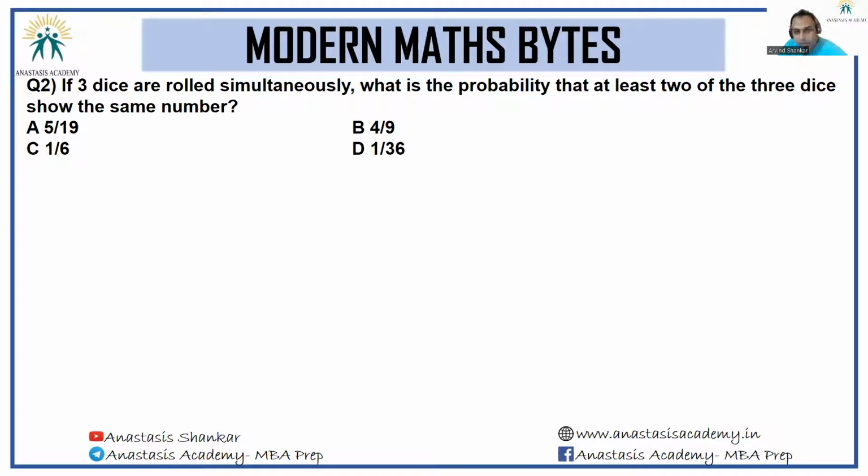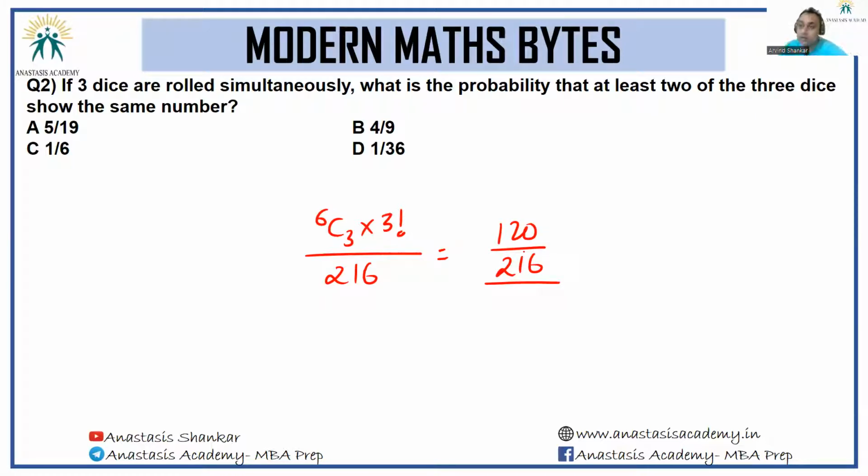Second one, if 3 dice are rolled simultaneously, what is the probability that at least 2 of the 3 dice show the same number? Okay, so I can have 3 numbers, all 3 being distinct. 6C3 into 3 factorial by 216, or I have 120 by 216. Pay attention, this is the probability of all 3 of them being different. So I have to cancel stuff out. I will divide by 24. So this will give me 5 by 9. So if 5 by 9 is the unacceptable probability, the acceptable probability will be 4 by 9.